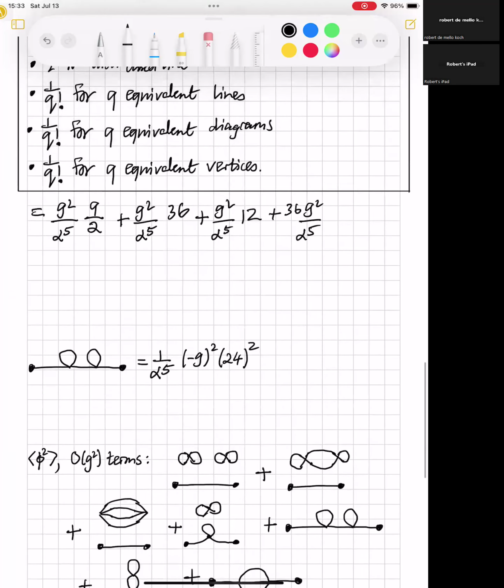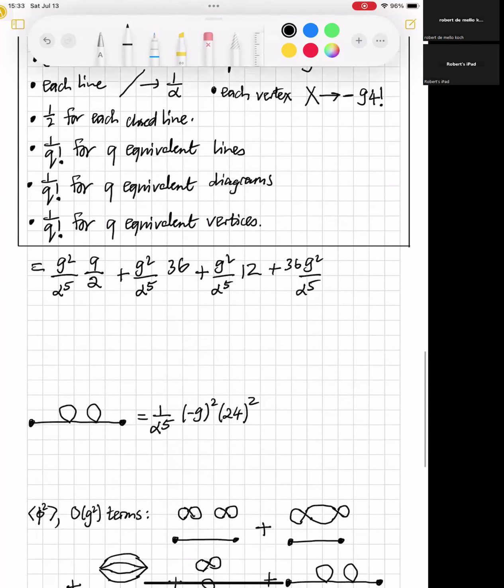And now let's start counting. So we start off and we say, are there any closed lines? Well, yes. That line over there has the same start and end point, and that line over there has the same start and end point. So there's a total of 2 closed lines. So 1 over 2, and this is for closed lines. And then, are there any equivalent lines? No. There's no 2 lines on that diagram that have the same start and end points.